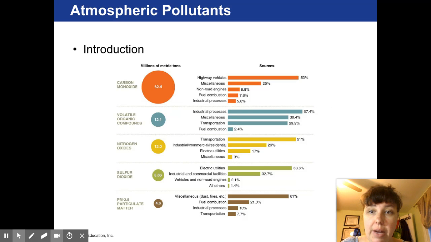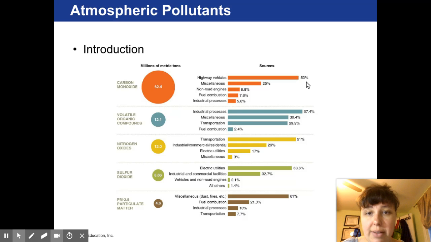Basically, where is it coming from? Carbon monoxide is mostly added to the atmosphere through highway vehicles. There is a 25% miscellaneous, which can include pretty much everything else that you can think of, including industrial agriculture, for example. Engines that are not on roadways account for 8.8%. Fuel combustion is 7.6%, and then industrial itself is 5.6%.